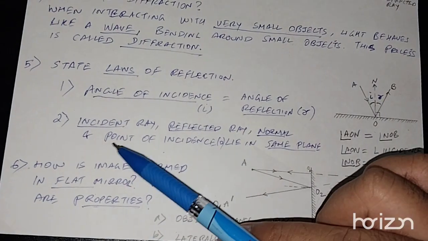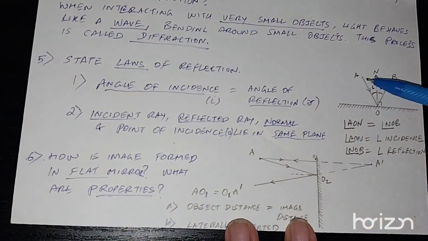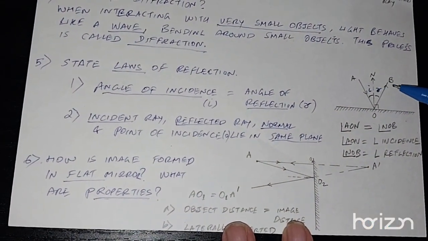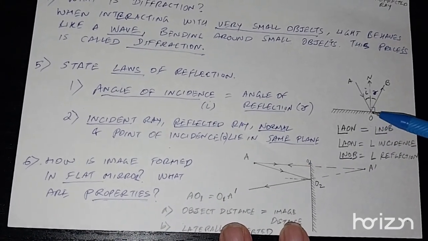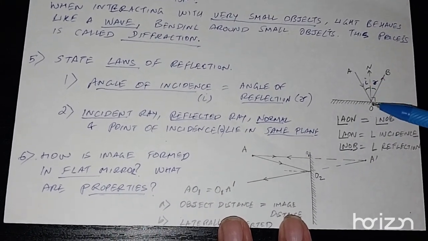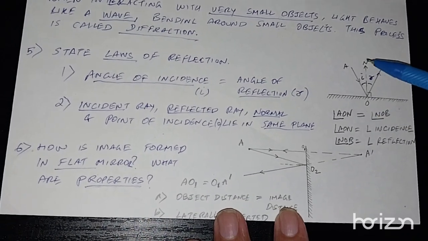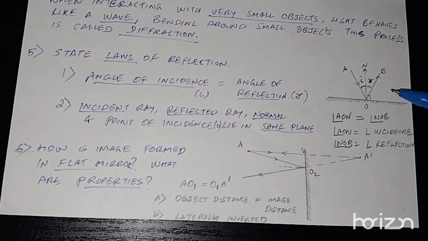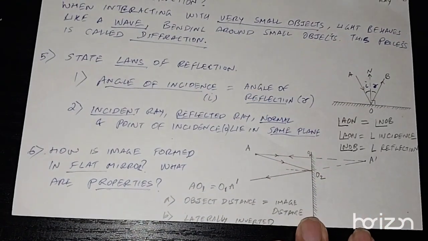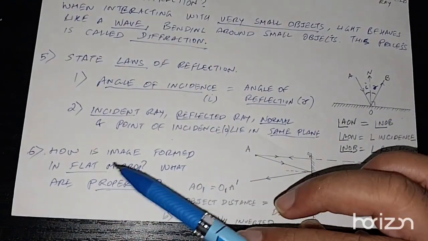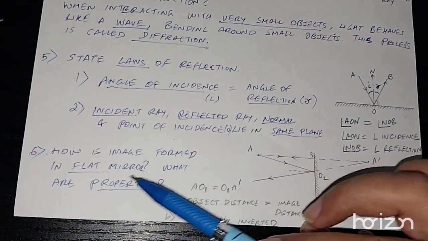Okay, and the second point it states is that the incident ray, the reflected ray, the point of incidence, which is the point O where the incident ray hits the surface, and the normal, all these are in the same plane. That is the second point the law of reflection makes. Okay, next question: how is an image formed in a flat mirror?